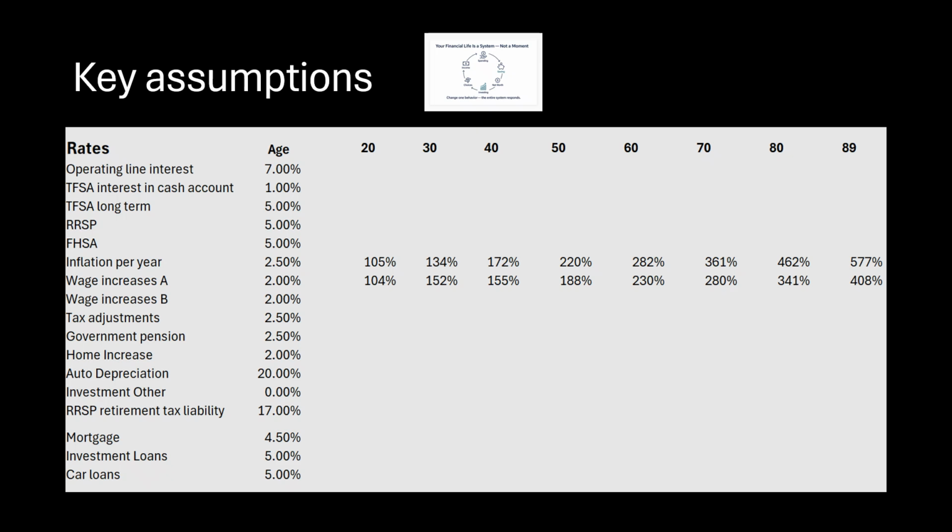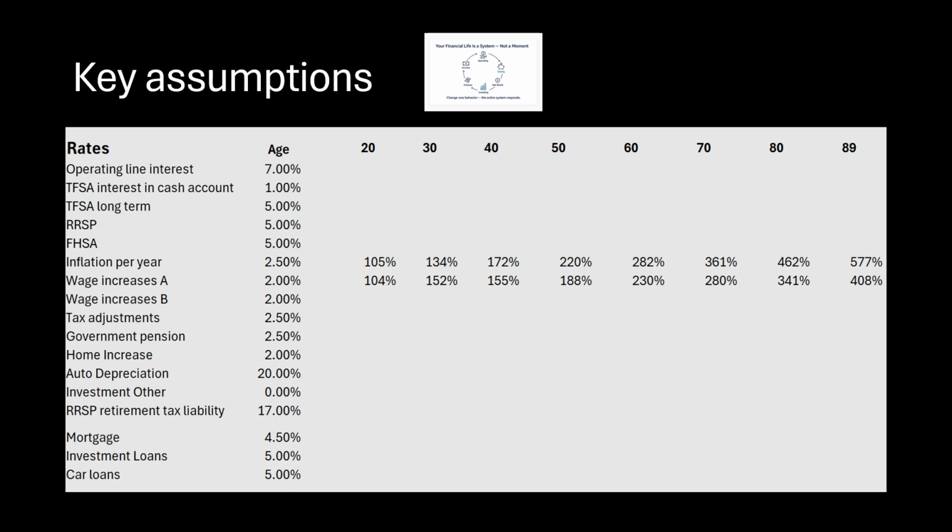For example, by age 70, cumulative inflation reaches 361%, meaning something that costs $1 today would cost $3.61 at age 70. Wage growth follows a similar compounding pattern. This is crucial because it reminds us that nominal dollars are not real dollars. $1 million at age 80 does not buy what $1 million buys today.